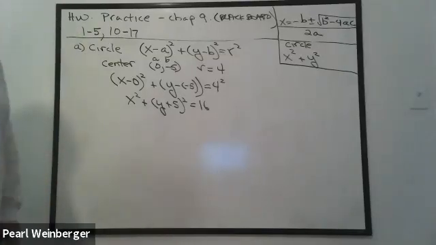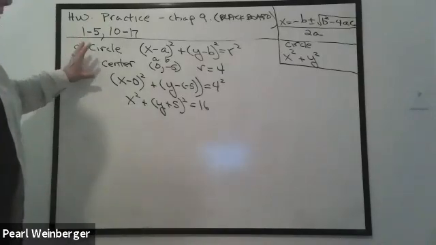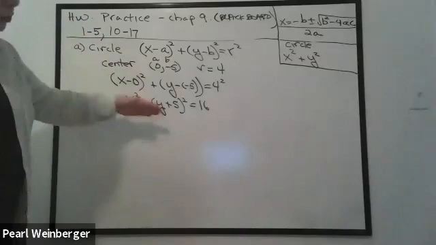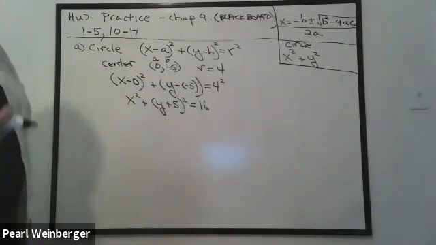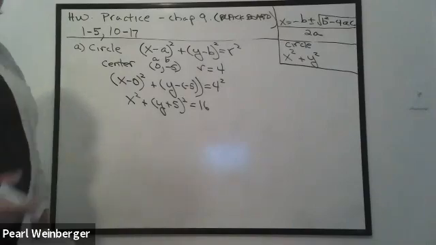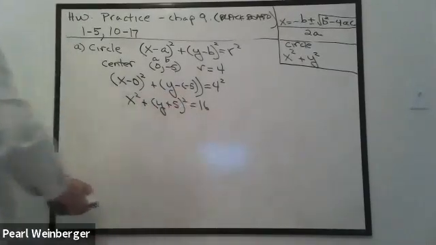Now, what do we have to do? Well, here we started with a circle and we wrote its equation. I could have the opposite. I could give you the equation and ask you, what does the circle look like? What is the center of the circle? What is the radius of the circle? So let's try something like that.